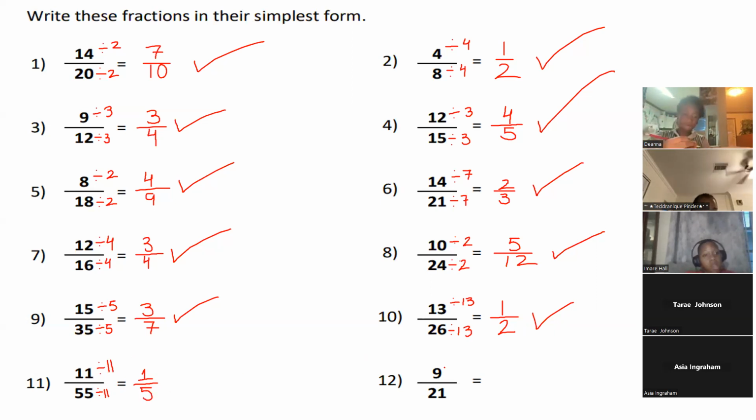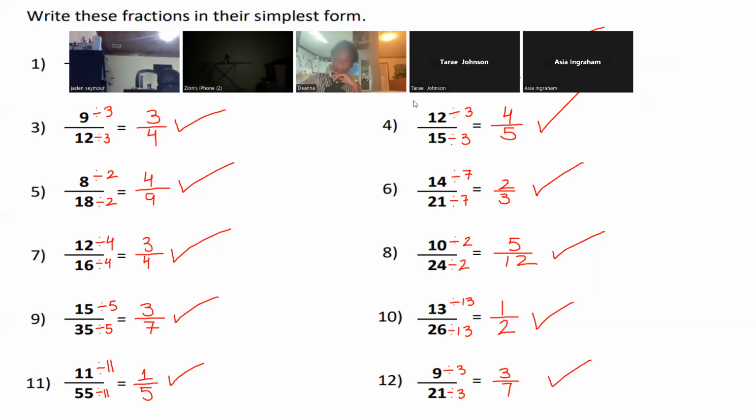Okay, and then for this one, what do we use? 3. 9 divided by 3 is what? 3. And 21 divided by 3 is what? 7. All right, anyone got 12 out of 12?